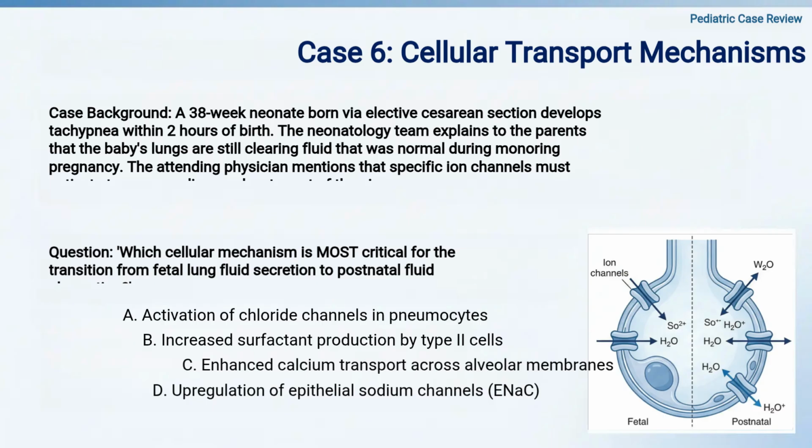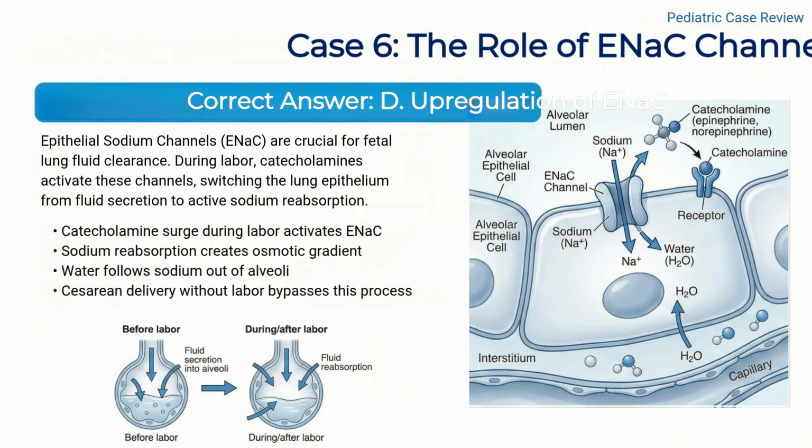Option A, activation of chloride channels in pneumocytes. Option B, increased surfactant production by type II cells. Option C, enhanced calcium transport across alveolar membranes. Option D, upregulation of epithelial sodium channels. The correct answer is option D, upregulation of epithelial sodium channels. Epithelial sodium channels are the molecular gatekeepers of the fetal to neonatal lung fluid transition.